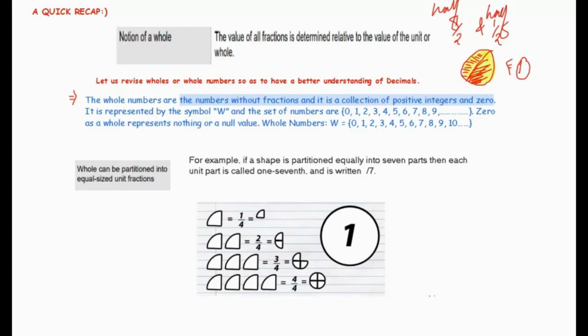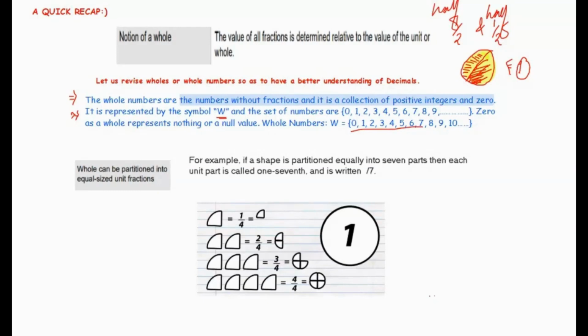But before dividing, the mango was whole, it was a complete mango, and whole numbers are a collection of positive integers or a zero. If we want to represent the whole numbers, we represent them with W, and the set of numbers will be 0, 1, 2, 3, 4, and so on till infinity.